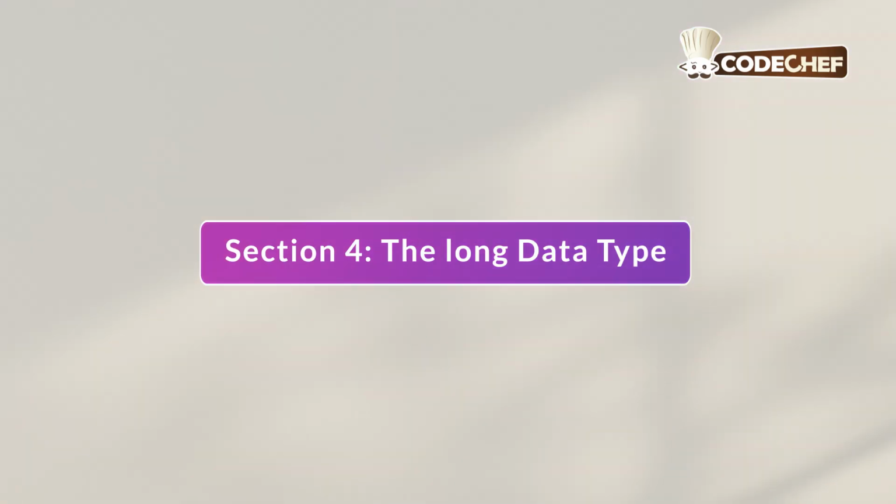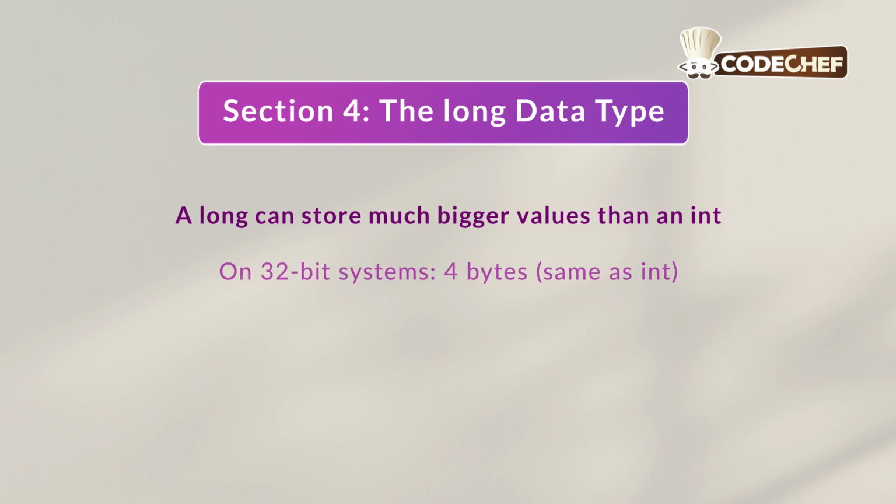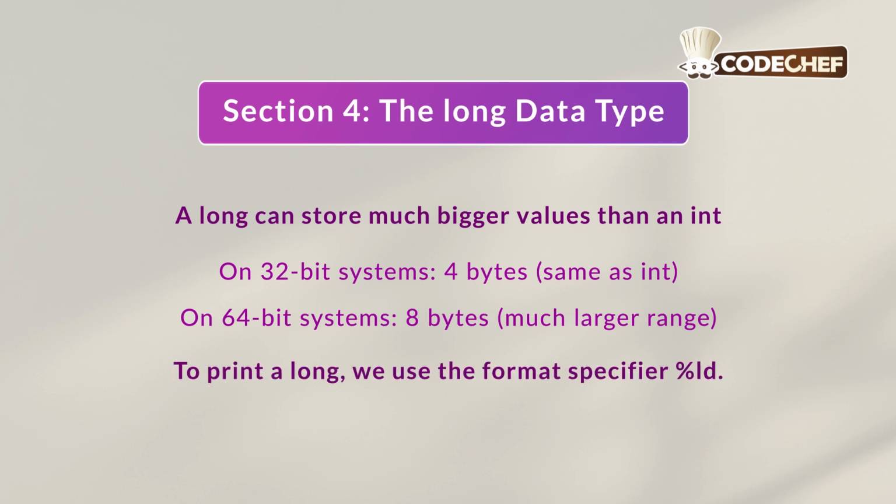What if you need to store even larger numbers like populations, bank account numbers, or astronomical distances? That's where long comes in. A long can store much bigger values than an int. On 32-bit systems, it is 4 bytes, that is the same as int, and on 64-bit systems, it is 8 bytes, a much larger range. To print a long, we use the format specifier %ld. Let's look at an example to understand better.